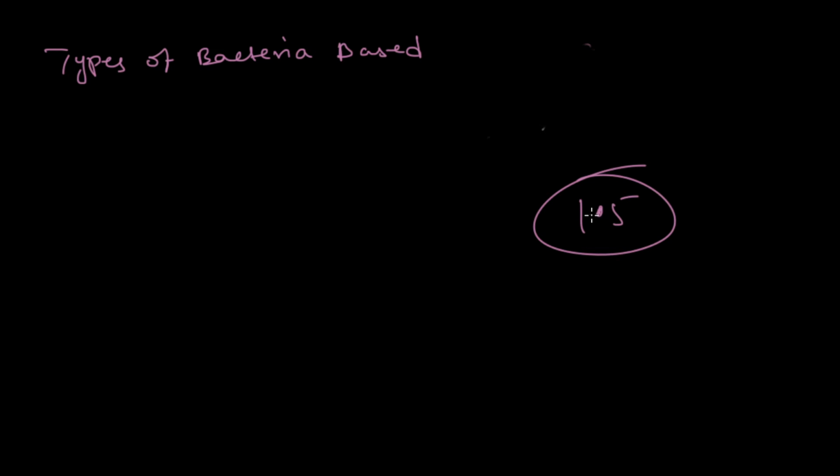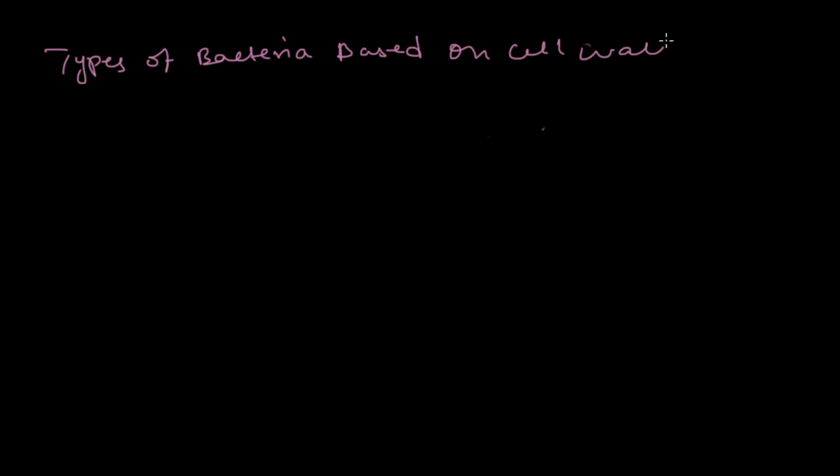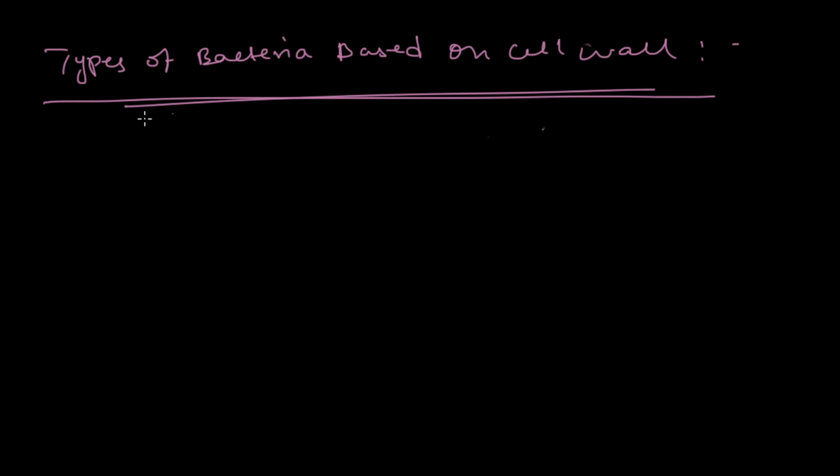Let us move on to the types of bacteria based upon cell wall composition. If you want to skip this writing, put the playback speed to 1.5 or 1.75, which is good. You can skip writing, but you have to get habituated to the speed. Based upon this cell wall composition.